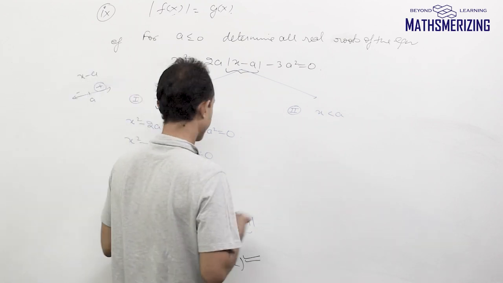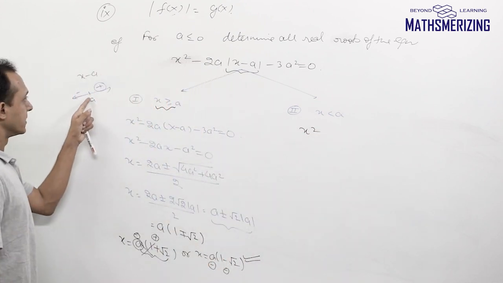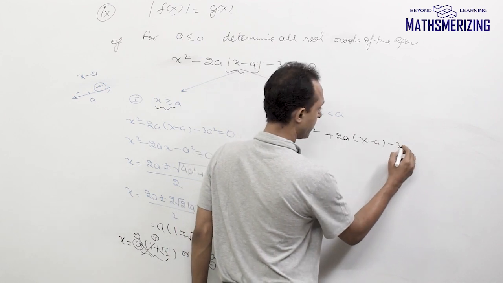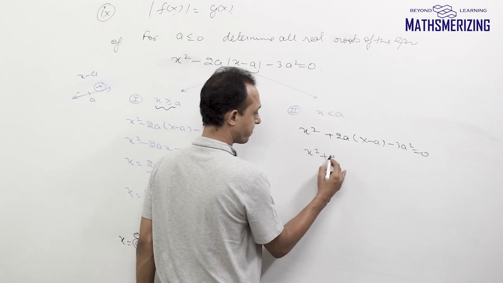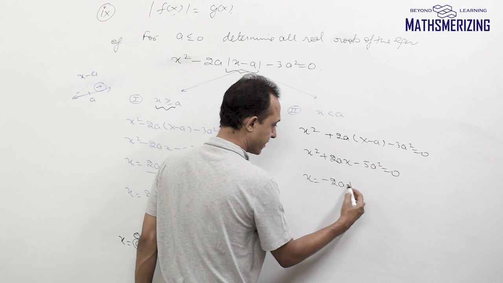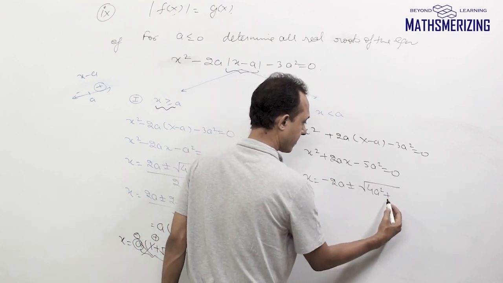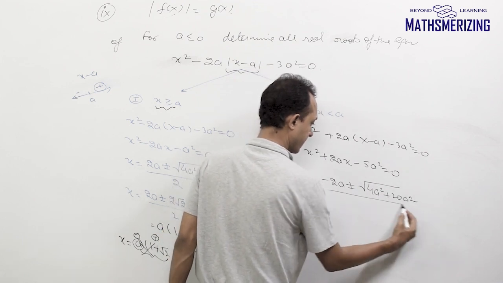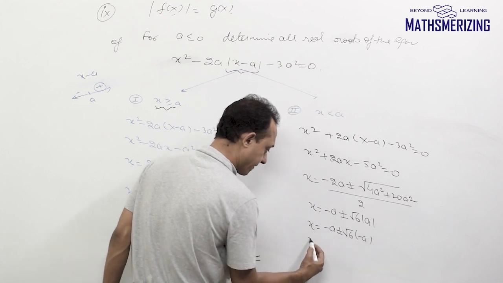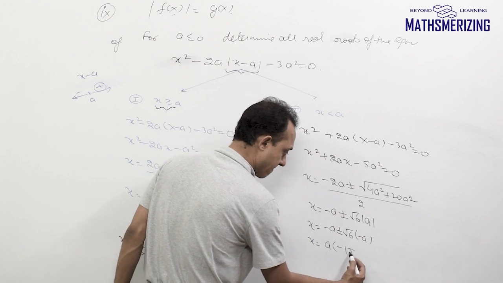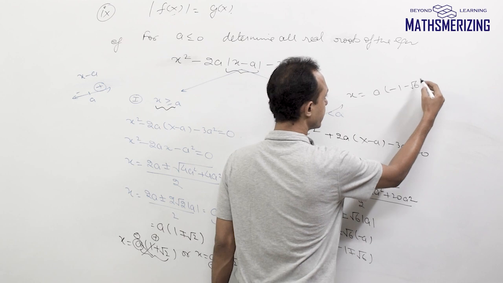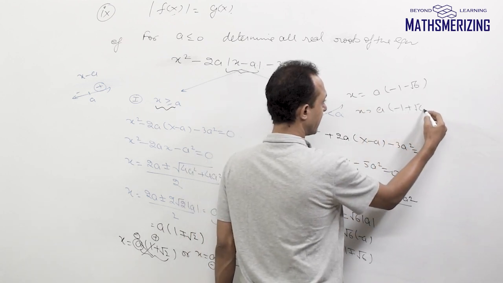Now for the second case, I can write it as x square, and then because it is negative, I'll take the minus sign. So minus and minus will be plus. So 2a x minus a minus 3a square equals 0. So I'll get this as x square plus 2ax minus 5a square is equal to 0. So I'll get this as minus 2a plus minus under root 6 and then minus a. So here if I take a common, I'll get a and minus 1 minus plus into root 6. So the two values here are x equals a into minus 1 minus root 6 and then x equals a into minus 1 plus under root of 6.